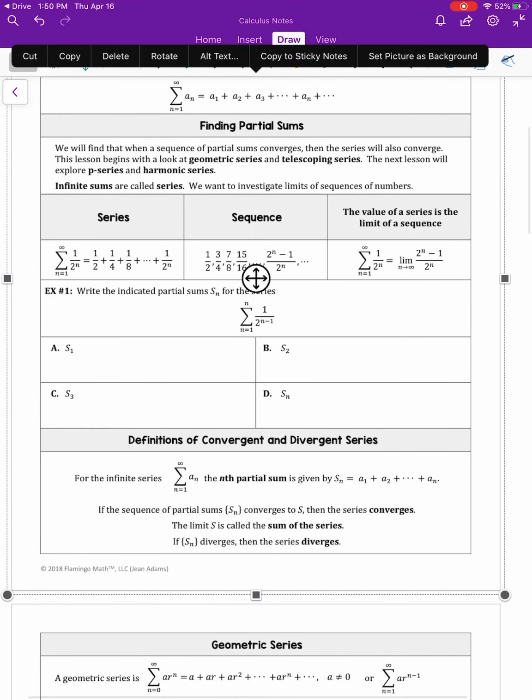Notice that in the series, 1/2 plus 1/4 gives us 3/4. 1/2 plus 1/4 plus 1/8 gives us 7/8. Okay, so that's the connection between those.